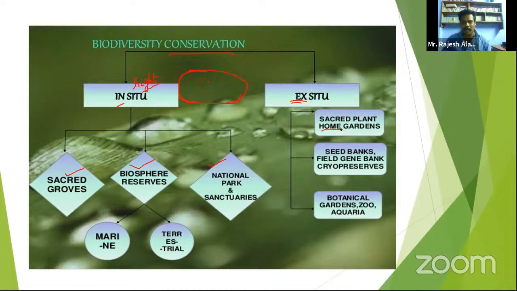Say home garden, okay, sir, seed bank, cryopreservation, preserving something under freezing conditions, minus 196 degrees centigrade, using liquid nitrogen, right, sir? Botanical garden, zoo, aquaria. These are some of the examples of ex situ conservation. Yes, sir. That's what I told.